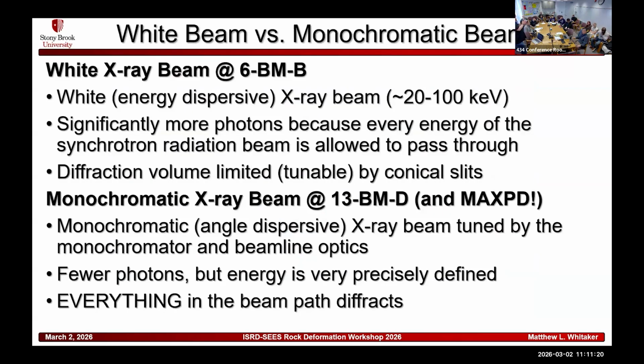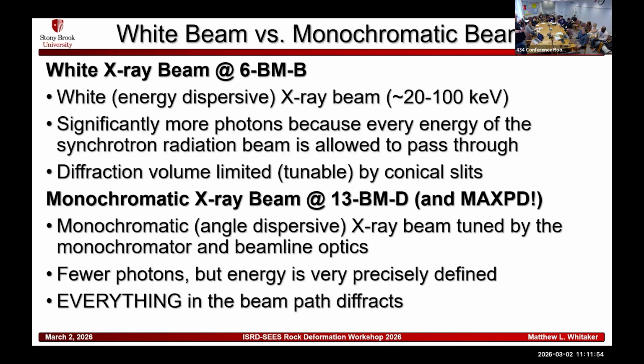So we have two different types of X-ray modes that we're going to be working with here in this workshop and between the two beam lines that we're going to be looking at. We have white X-ray beam at 6 BMV, which is an energy dispersive measurement. And we have all different sorts of synchrotron X-ray energies coming down the pipe to us. So we use everything from 20 to 100 keV in every experiment at all the times. So we have a huge amount of photons coming down the pipe at every energy of the synchrotron radiation that we're going to be using.